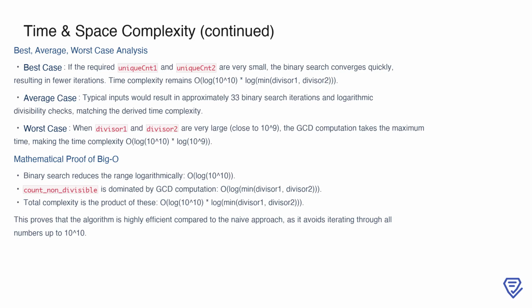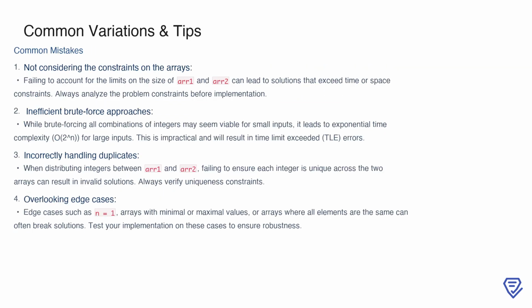This efficiency highlights the power of the optimized approach over brute force methods. When tackling this problem, there are a few common pitfalls to watch out for. First, it's crucial to consider the constraints on the arrays. If you overlook the limits on the size of ARR1 and ARR2, you might end up writing a solution that exceeds time or space constraints. Always take a moment to analyze these limits before diving into implementation.